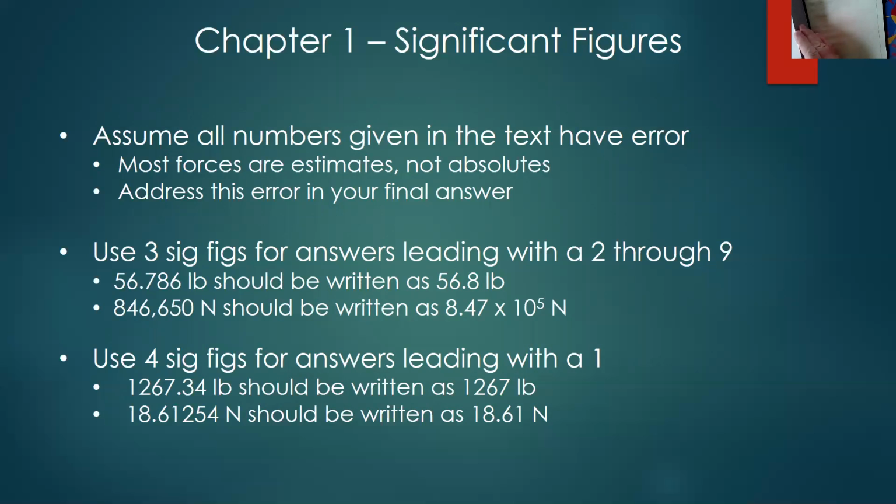If you have a number that leads with a 1, you're going to use 4 significant figures. I've had many questions about why. This has to do with the fact that a 1 is smaller compared to a 2 through a 9, and so that extra significant figure is a bigger percentage of the overall number than if it was a later number. But this is, again, just a rule. If you follow it, then that's what I'm going to look for on my answers. So just be consistent with that.